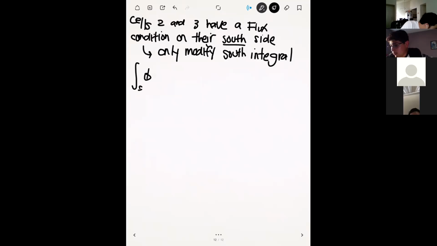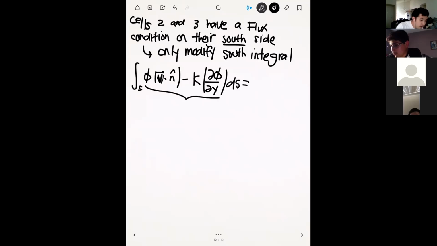So it's the integral of phi v dot n minus k d phi dy, since we're on the south face, times ds, where this is our flux. And luckily for us, the flux condition in this case is 0, so we're just going to set this equal to 0. So this is going to be 0 times dx, which is just going to be 0. And so let's plug this in while keeping all the integrals the same.